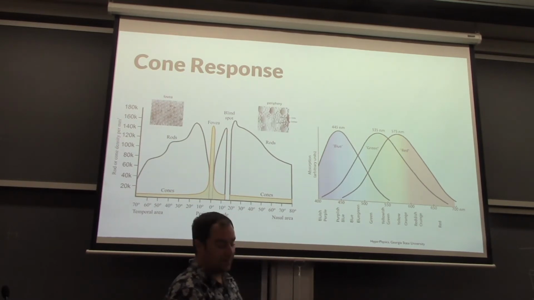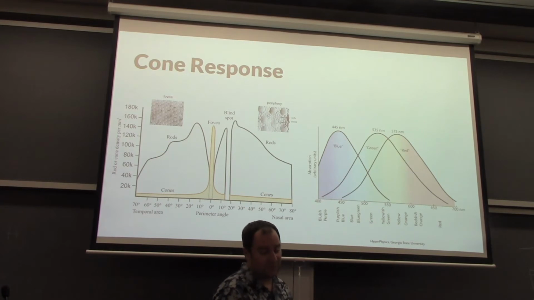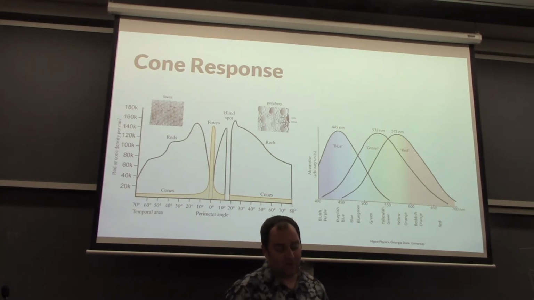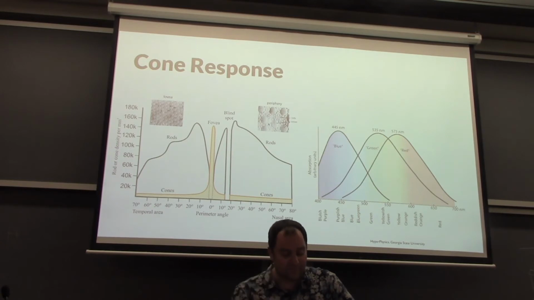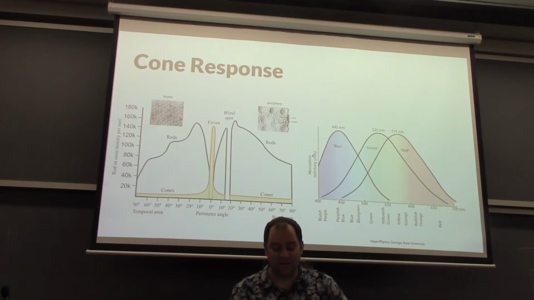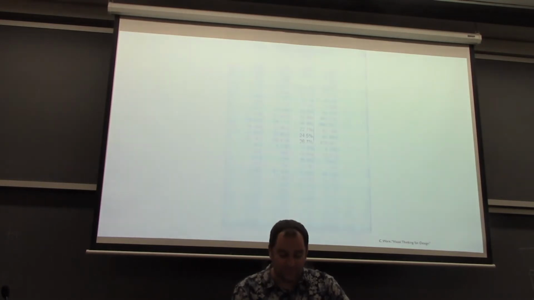This picture is quite interesting. You see that in the fovea we have very densely packed cones, and in the periphery we have a mix between rods and cones. You can also see that the distribution of our color sensitivity isn't equally spaced.